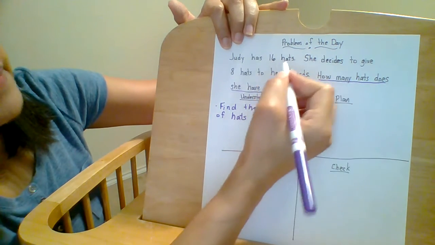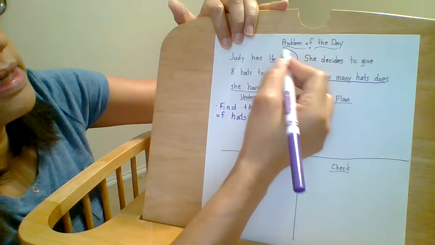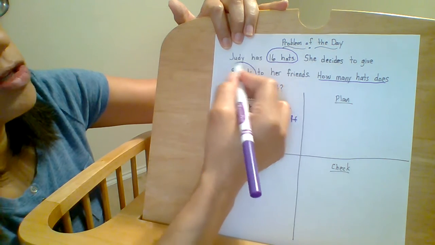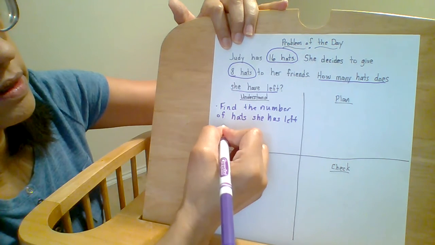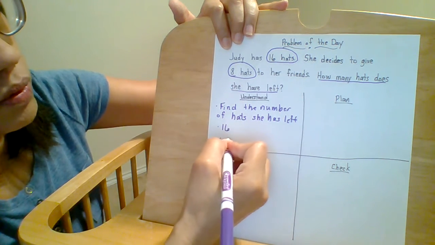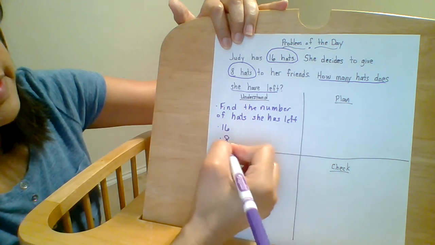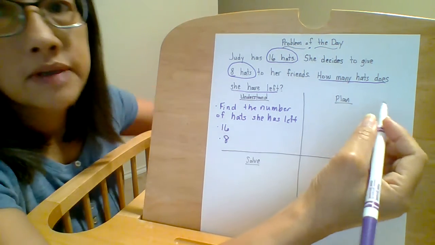And so what's our information? How many does she have? She had 16 to begin with, and she gives 8 away. So I know I have a total and the amount that she gives away. So now I'm ready for my plan.